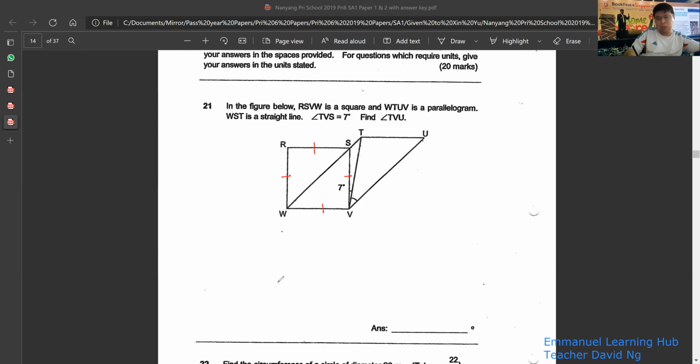Because when you do the question, you're not going to read what is written here anymore. You're just going to look at the diagram and do the question, right? And if you just read that RSVW is a square and forget that it's a square when you do the question, you are in big trouble. Or you remember it's a square, but it doesn't occur to you that this triangle is an isosceles triangle. That can happen, right?